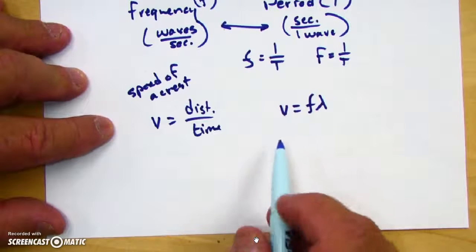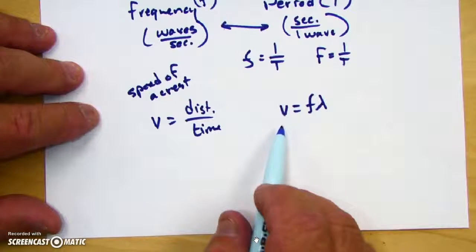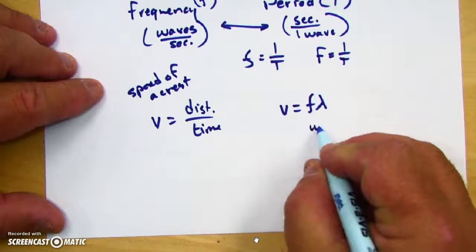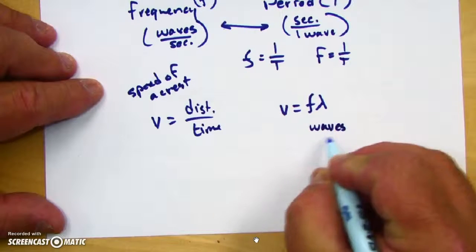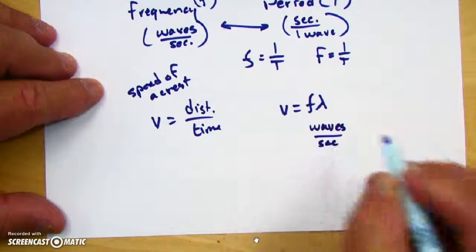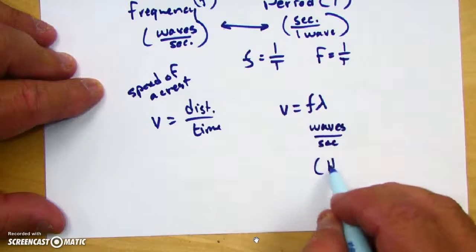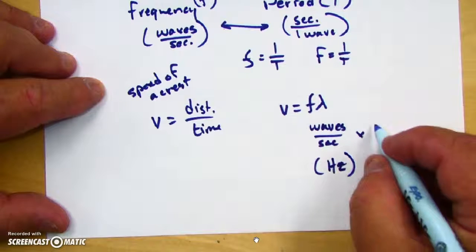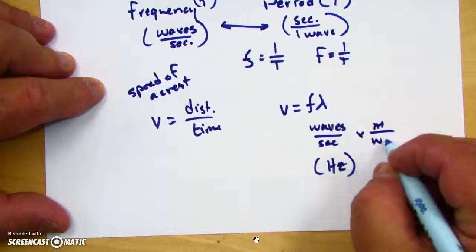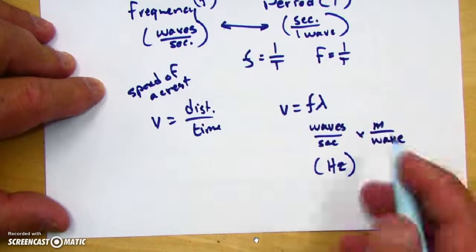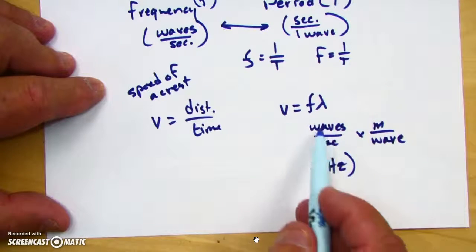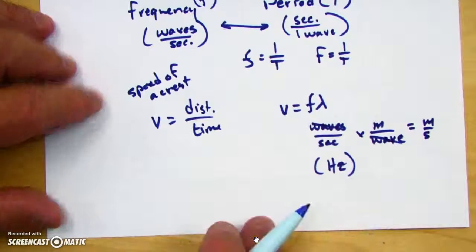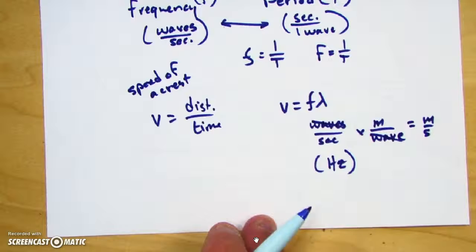Now let's take a look at the units. We know speed should be in meters per second. Let's make sure it actually works out that way. Well, frequency is in waves per second. By the way, that's also called a hertz. If we multiply that times the meters per wave, which is what wavelength is, although we traditionally just write meters, waves cancel out, leaving you with meters per second. The math and physics gods are happy.